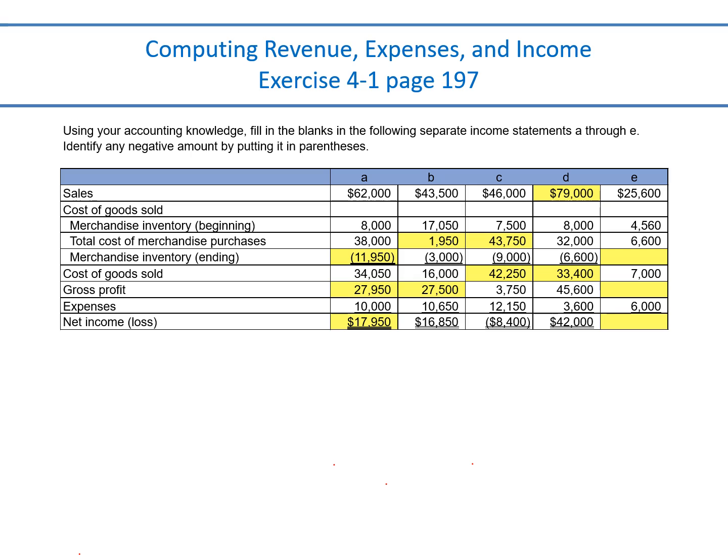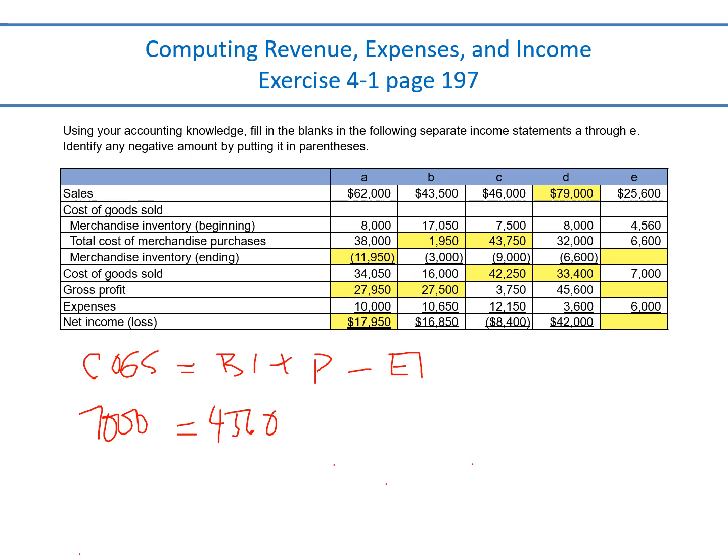So we said that our formula is cost of goods sold equal to beginning inventory plus purchases less ending inventory. Okay. So let's see, they tell us that our cost of goods sold is 7,000. They tell us that our beginning inventory is 4,560. Our purchases are 6,600. So we're solving for X.